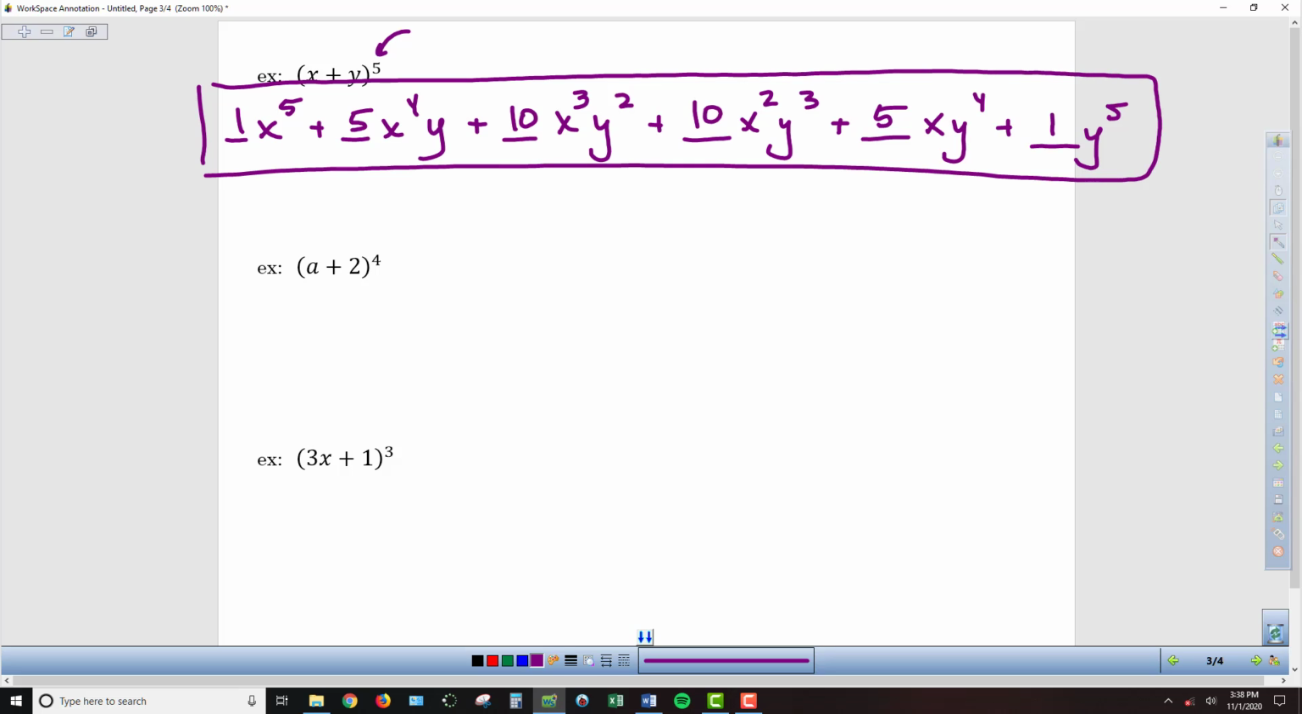So we can see that this is a much faster approach than if we had used FOIL on repeat a total of 5 times, to multiply a total of 5 x plus y's. Instead, we're just grabbing coefficients from Pascal's triangle to make sure we use the appropriate row, and then we just have a numerical pattern on the exponents on the two pieces, x and y, going up and down respectively.